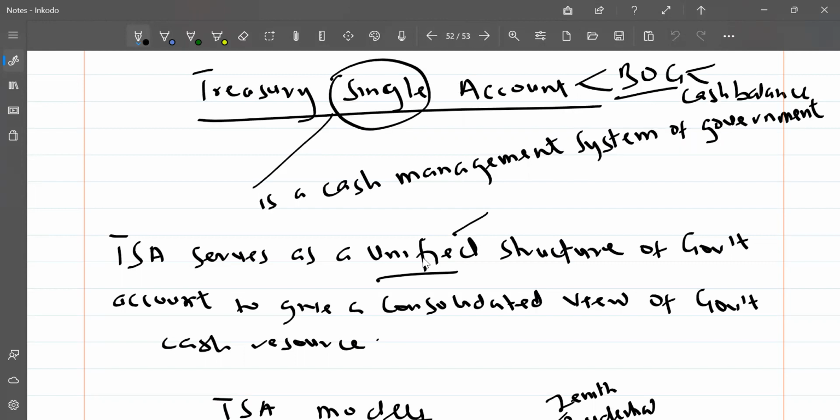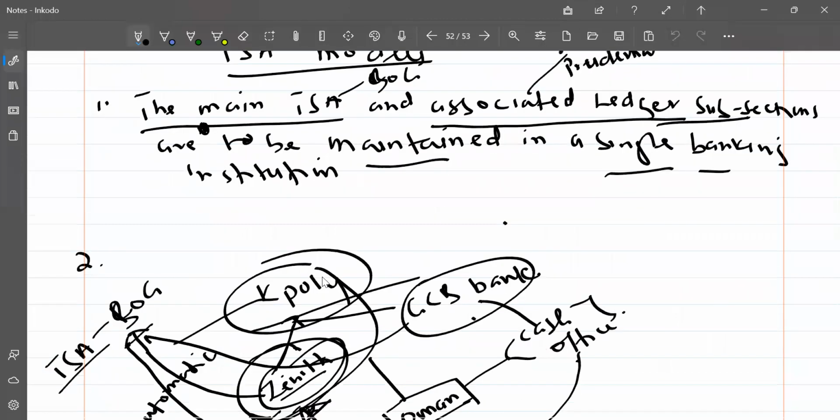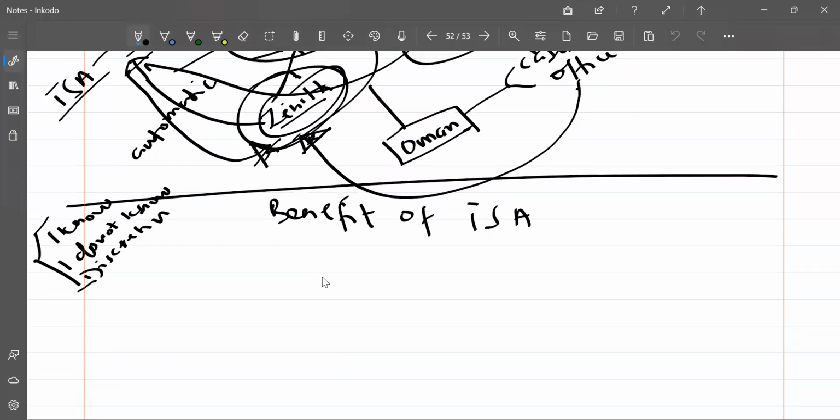So Sheila, based on this explanation, what would be the benefit of the Treasury single account? Tell me. Oh, I think the managers can easily account for everything that happens on the accounts. Proper accountability. What again? Tell me another one. Proper accountability. Reliable and accurate.